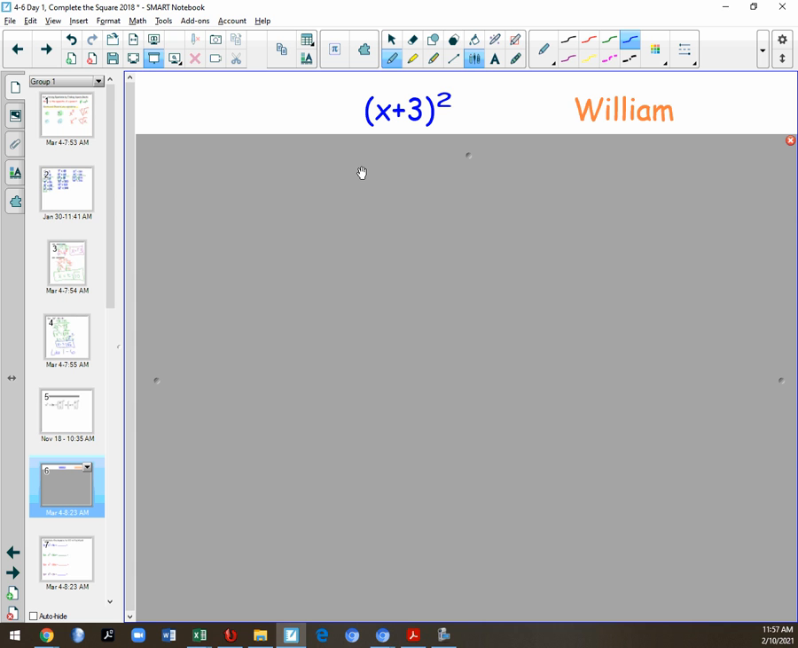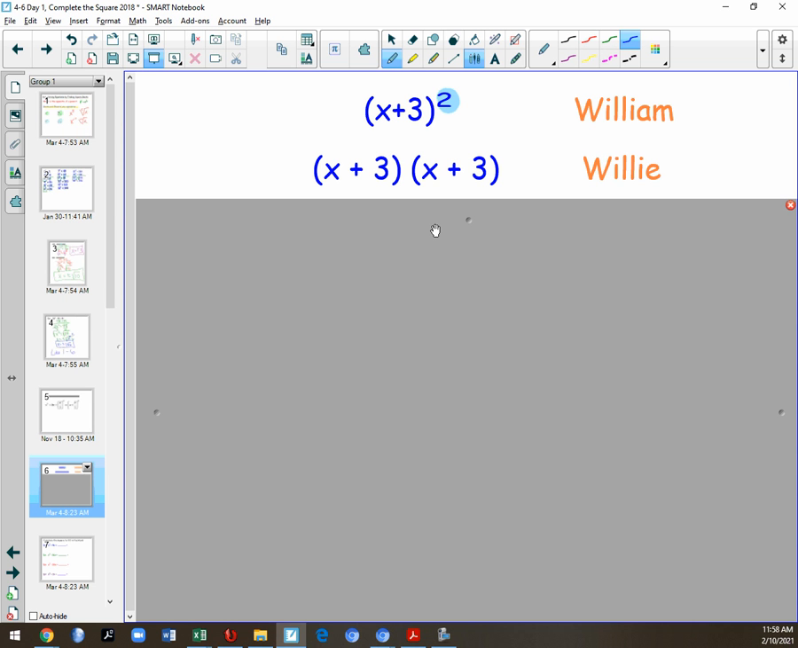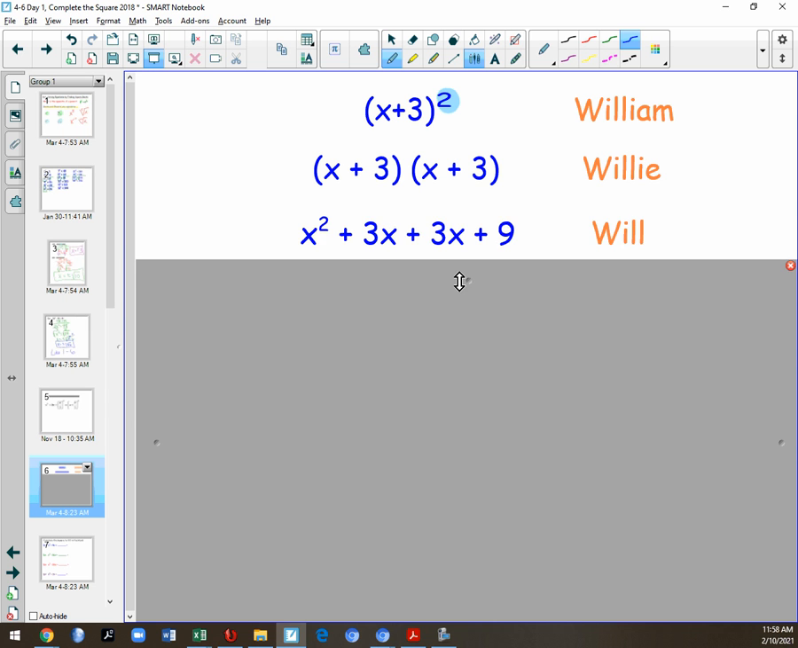X plus 3 quantity squared, I'm going to name that to be William. That squared right here means that there are 2 of those. So I'm going to write that down twice. I'm going to now name that to be Willie. William and Willie are the same person. X plus 3 squared is the same thing as x plus 3 times x plus 3. Well, instinctively, when you guys see that, you want to FOIL that to give you this. X squared plus 3x plus 3x plus 9 is equal to Will. Still all exactly the same thing, but they all look vastly different.